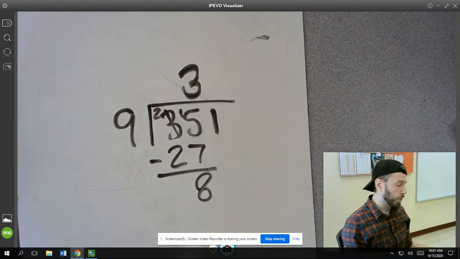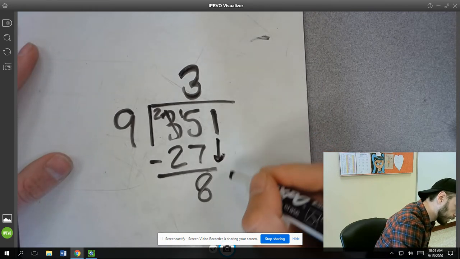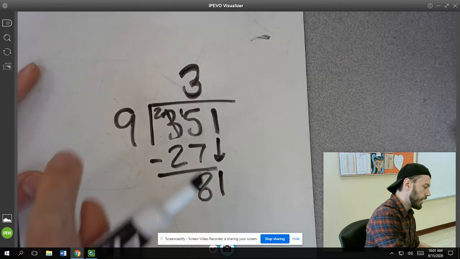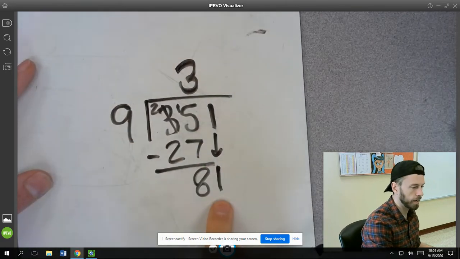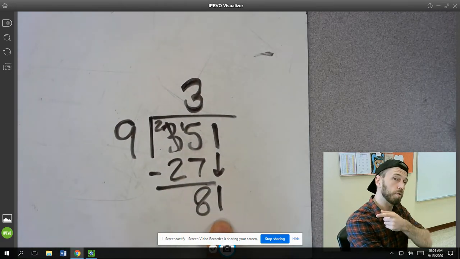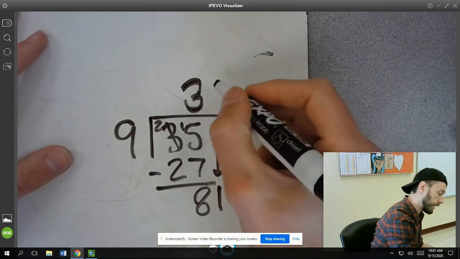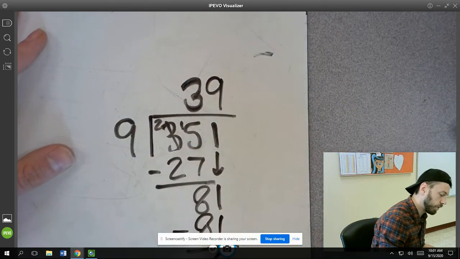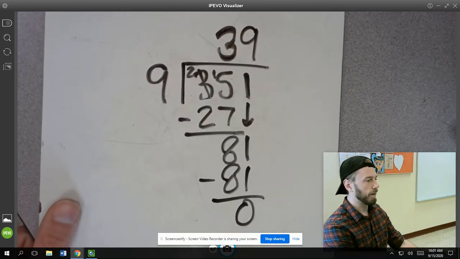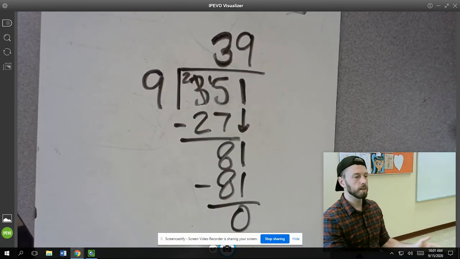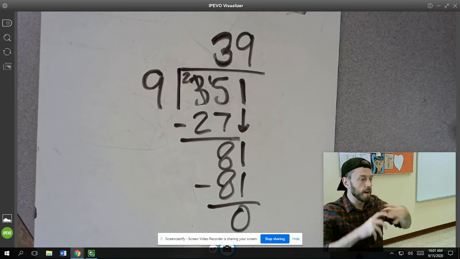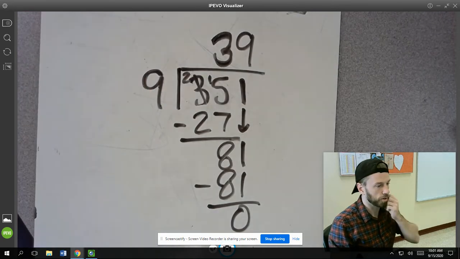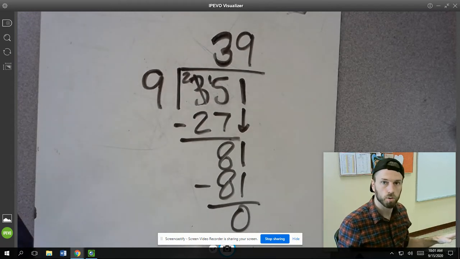And in order to continue this process, we drop down the next digit, and we continue to do that same process over from the beginning. So now, how many times will 9 go into 81? And if you are familiar with your 9's facts, 9 will go into 81 exactly 9 times, because 9 times 9 is 81. And then when you enter the 0 down there and no remainders, you are done dividing. 351 divided into 9 groups will give you 39. And that's how you do long division.